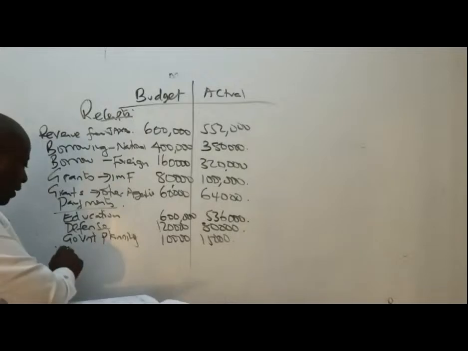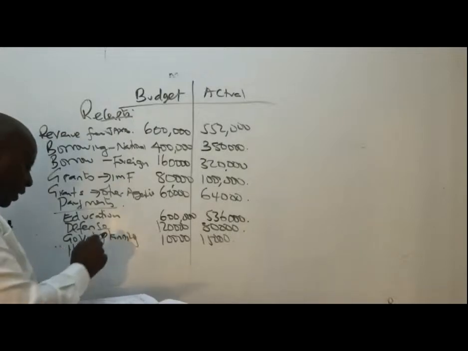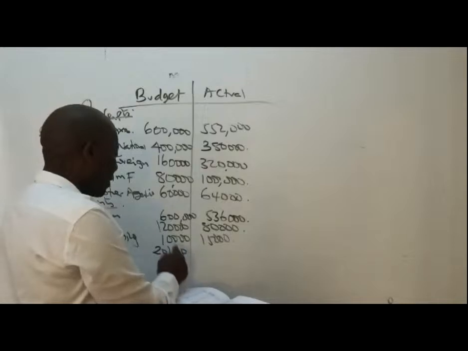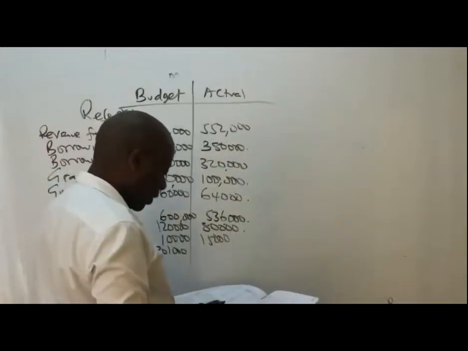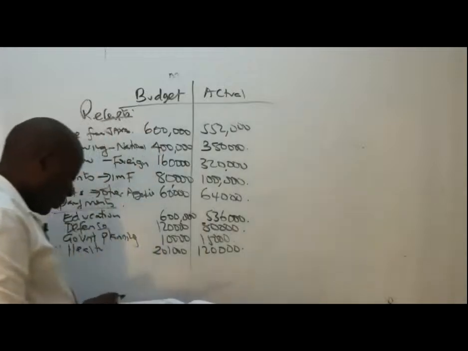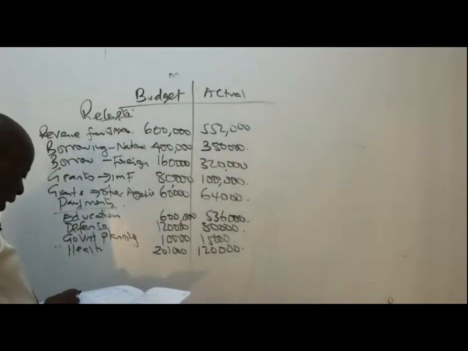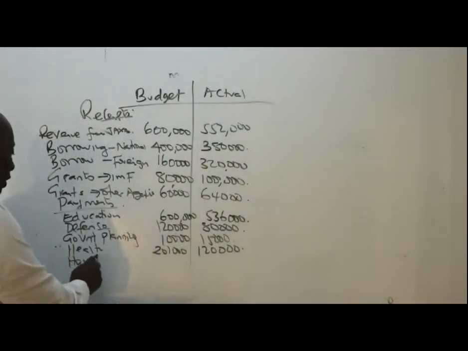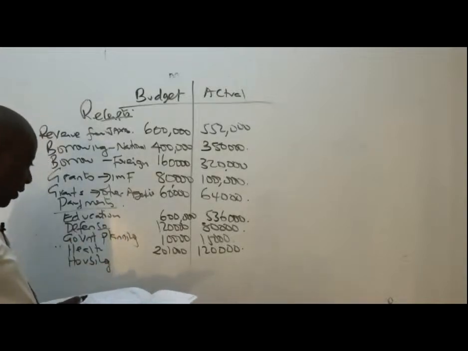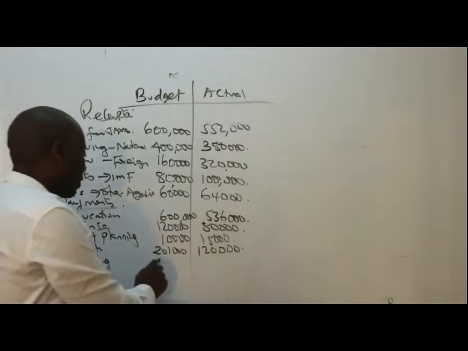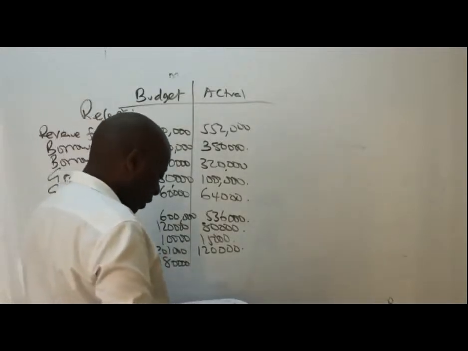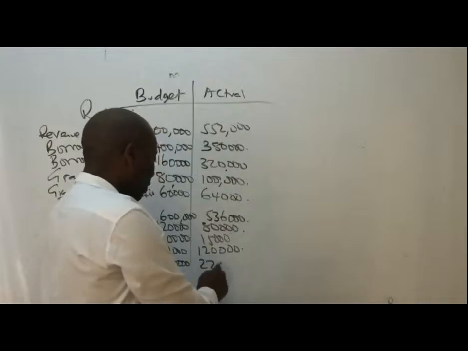Then we have a health project, 201,000 versus 120,000. From there, we have internal security, housing. So housing, what do we have? 180 to 220,000. 180, 220,000.